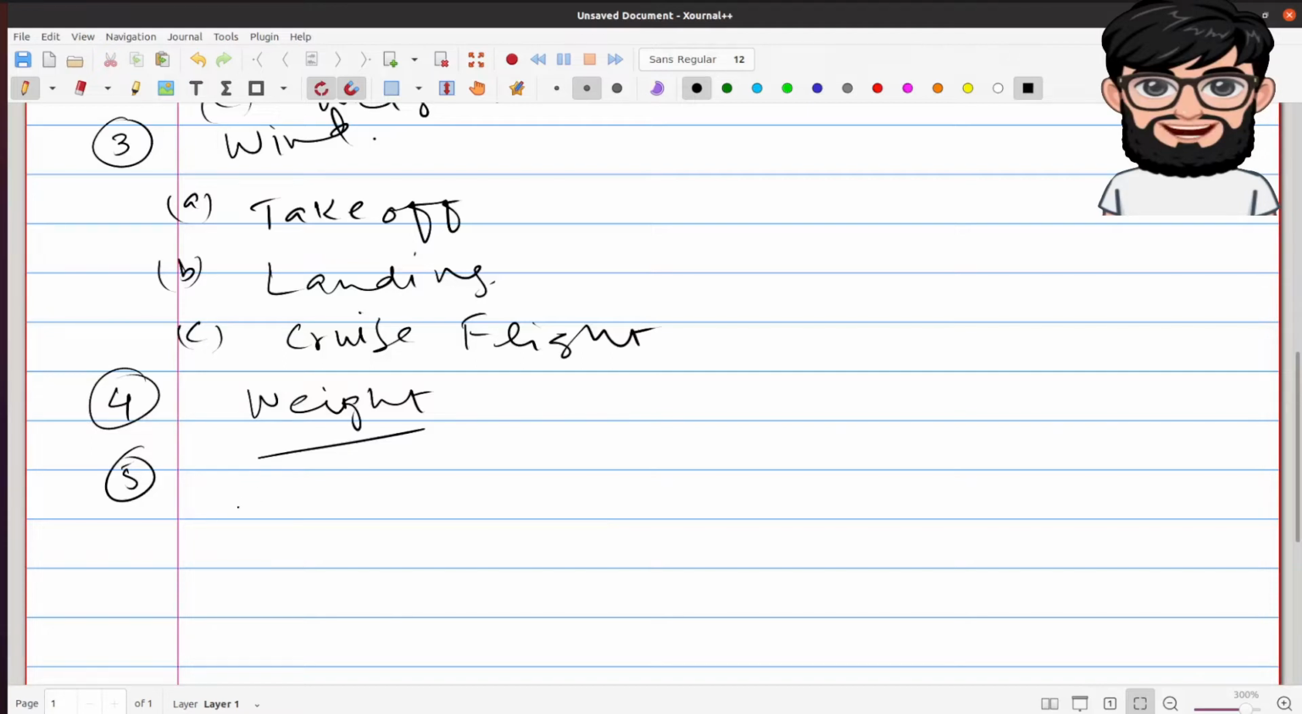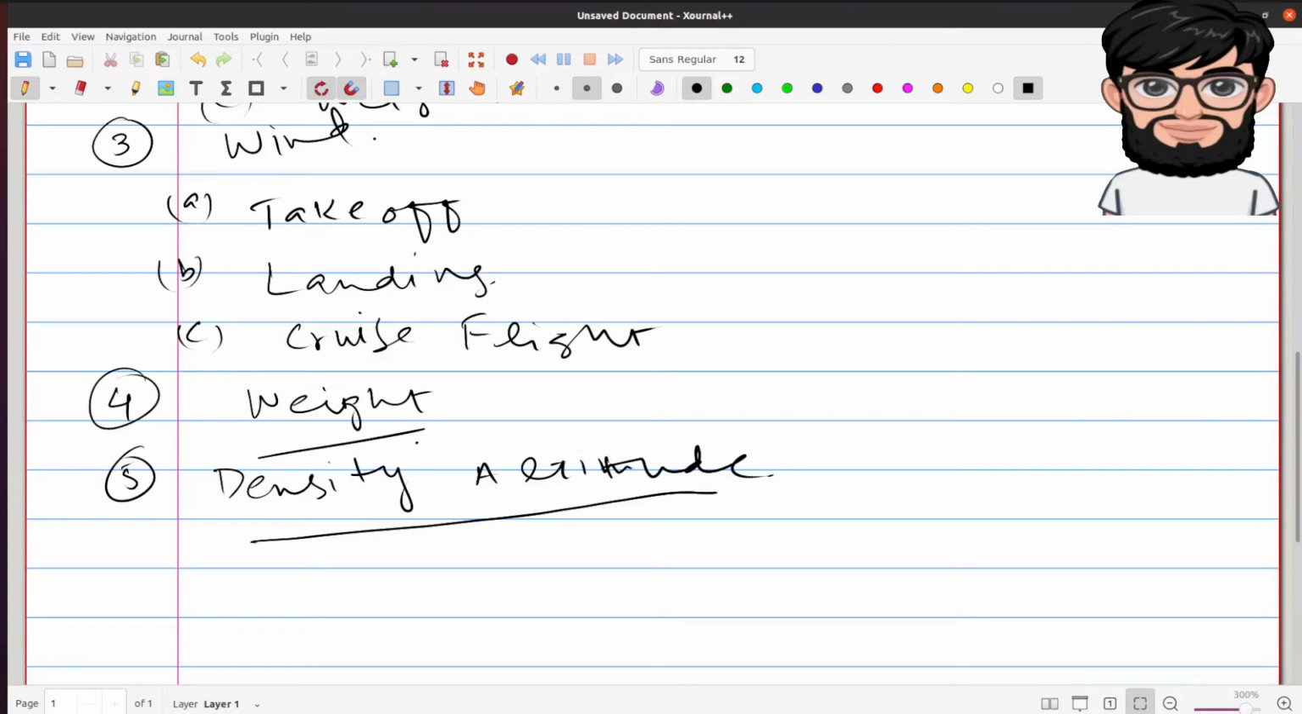Now we want to talk about what density altitude is, and then we will be talking about how it affects performance. Okay, so basically density altitude is the pressure altitude corrected for non-standard temperature, and as we will be studying later on, the standard temperature is 15 degrees C.